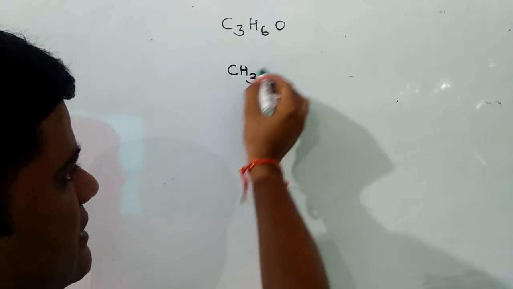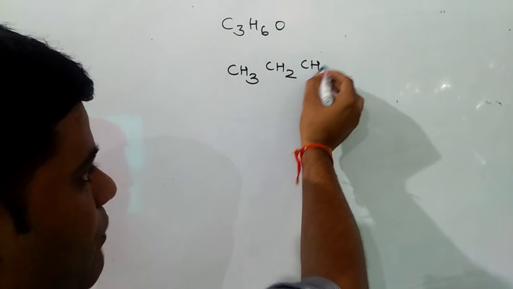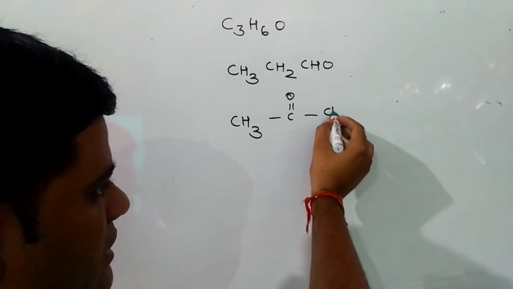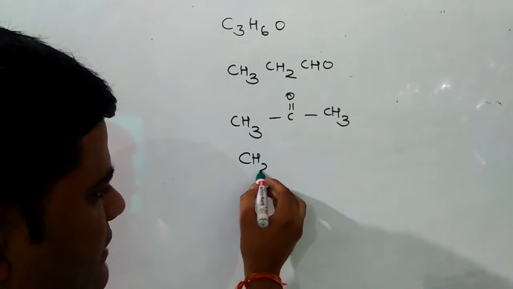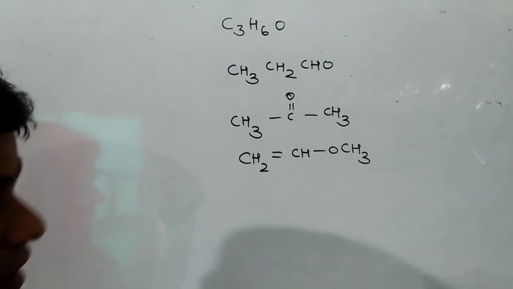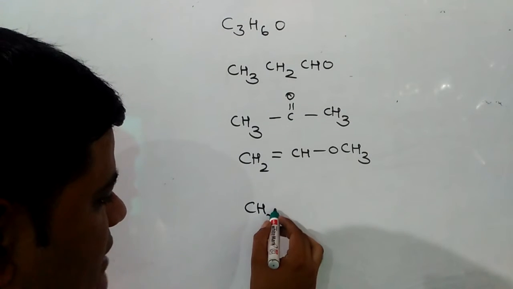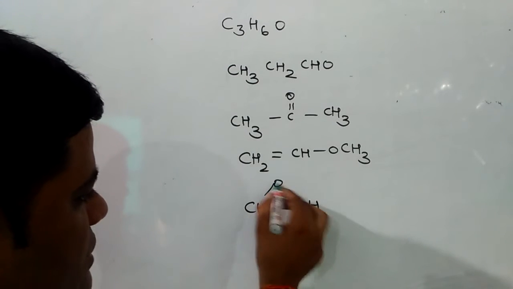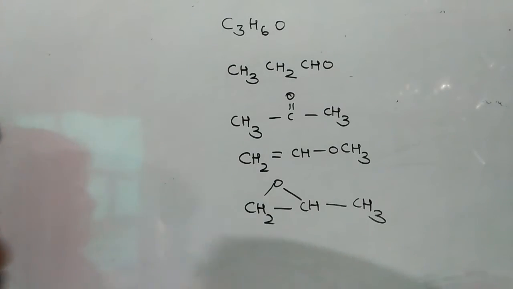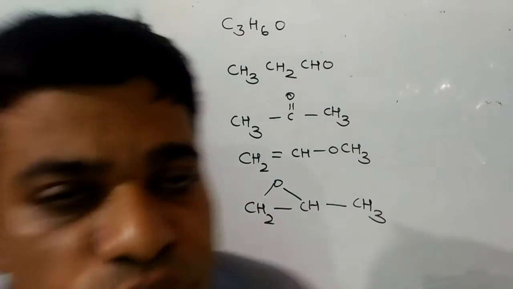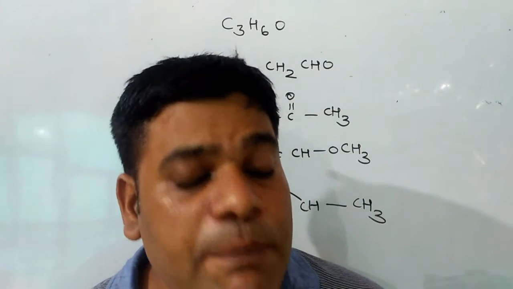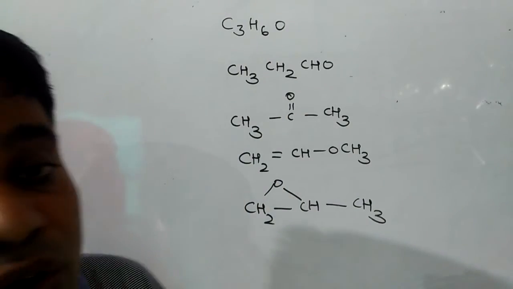The first one will be CH3CH2CHO, an aldehyde, propanal. The second one will be a ketone, CH3COCH3, propanone. The third one will be an unsaturated ether, CH2=CHOCH3, methoxy ethene. And the last one will be an epoxy compound, a cyclic ether with CH3, 1,2-epoxy propane. So we can say that aldehydes, ketones, unsaturated ethers and epoxy compounds are functional isomers of each other.